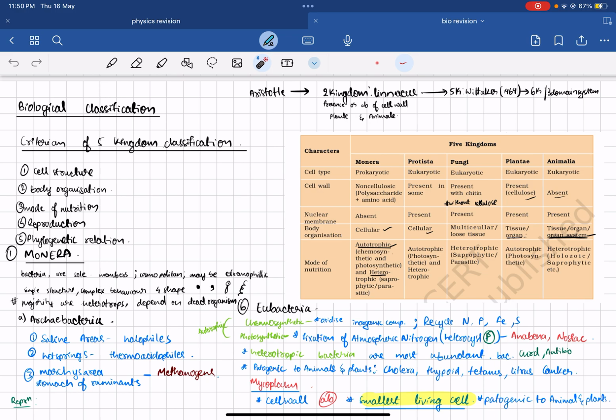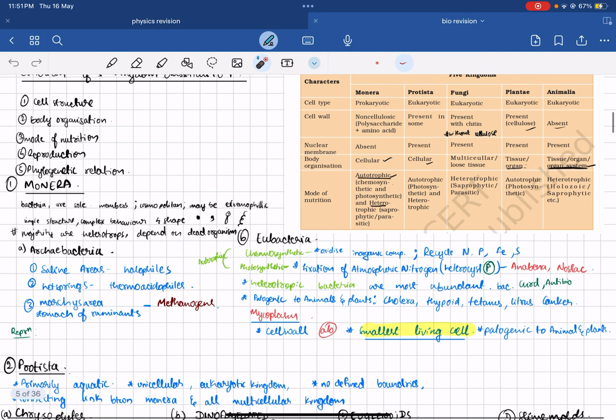First, there are five criteria for kingdom classification. First is cell structure, body organization, mode of nutrition, reproduction, and phylogenetic relationship. And five kingdom classification was given by R.H. Whittaker, and before that, two kingdom was given by Linnaeus. It was based on presence and absence of cell wall, and after Whittaker, there was six kingdom and three domain system, and we will.